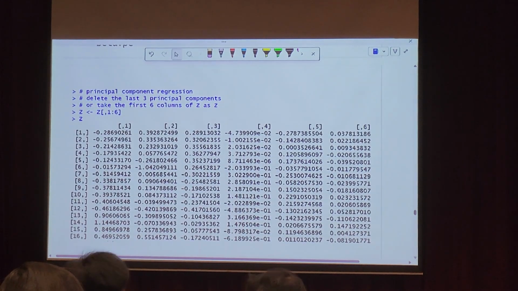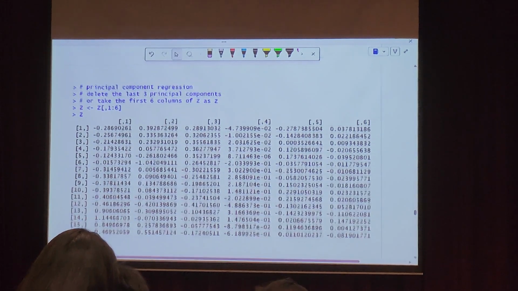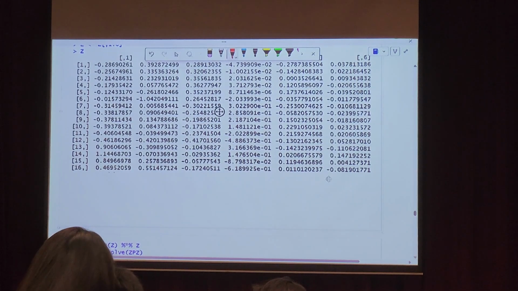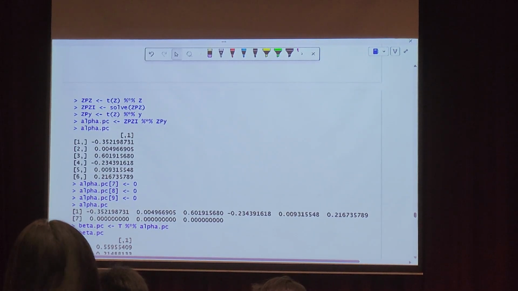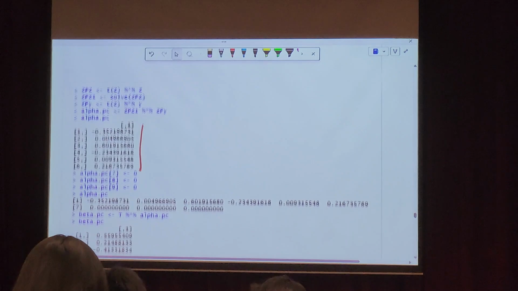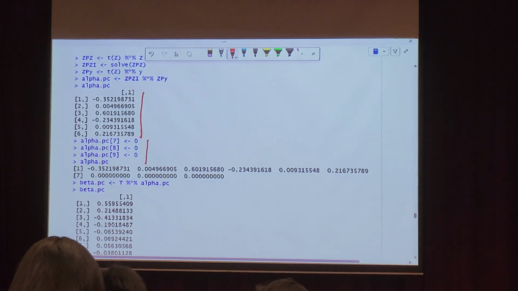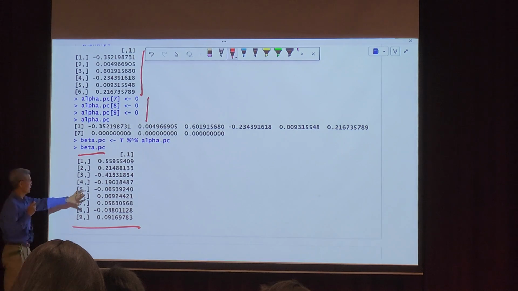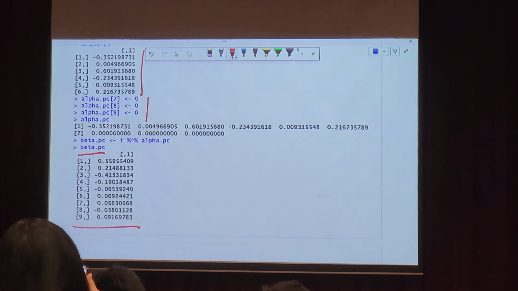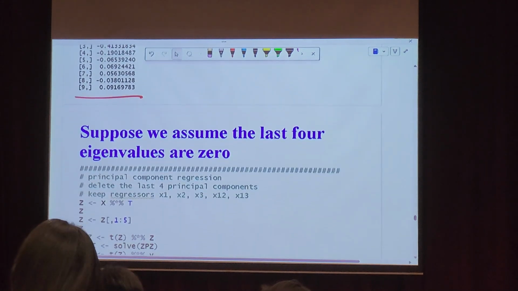Okay? So if you do that, this will be your first 6 principal components. As you can see, these are not quite near to 0. And alpha, you get 6 values only. Add 3 more, and then multiply it. This is your beta. So now, we got our regression coefficient using the principal component regression method.